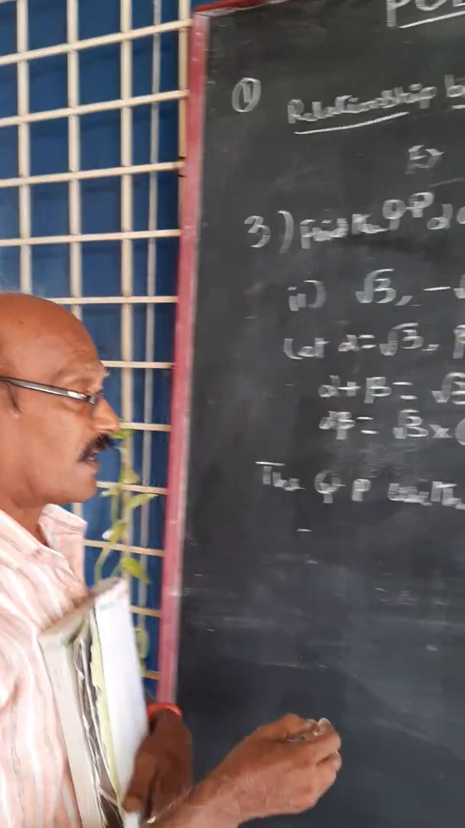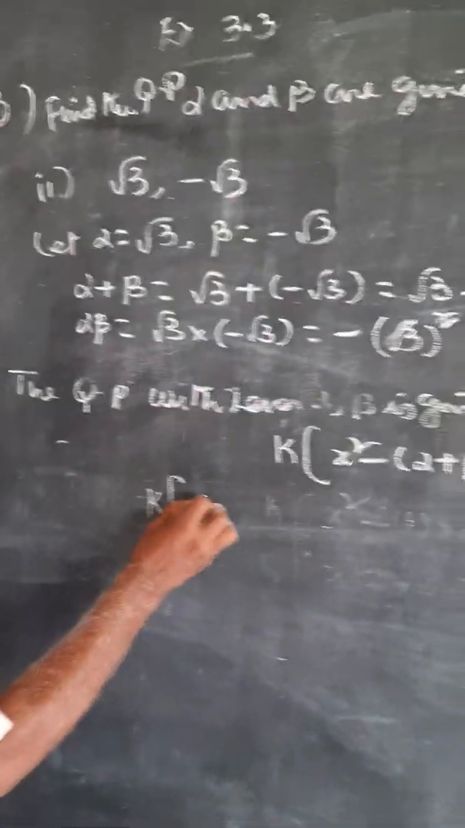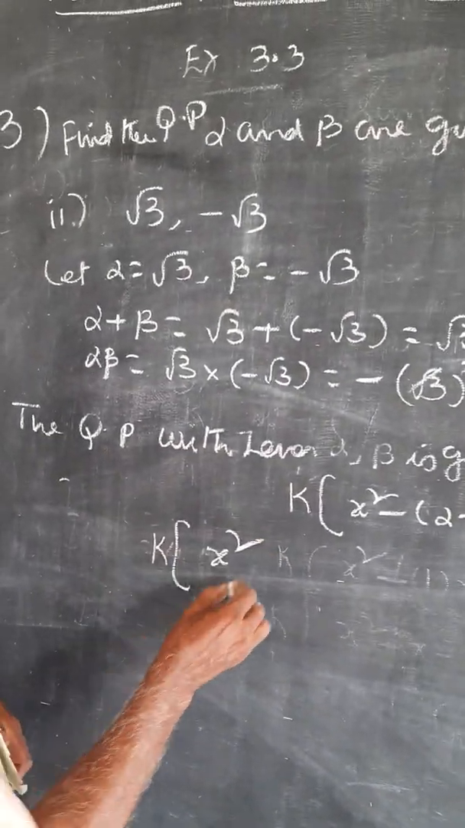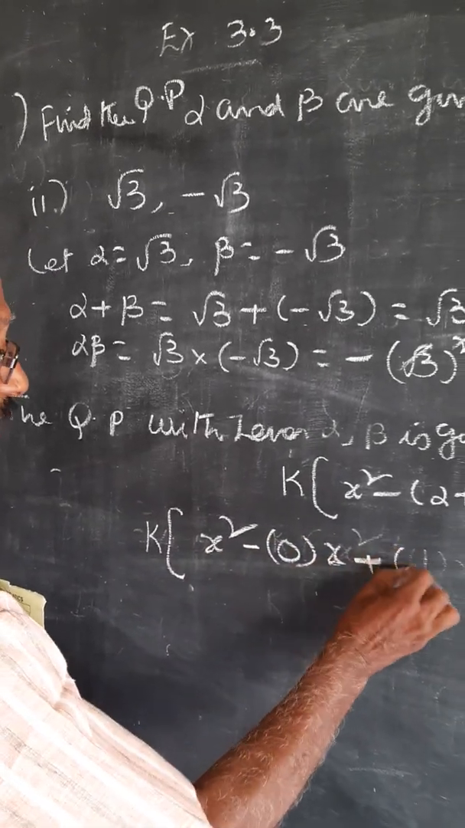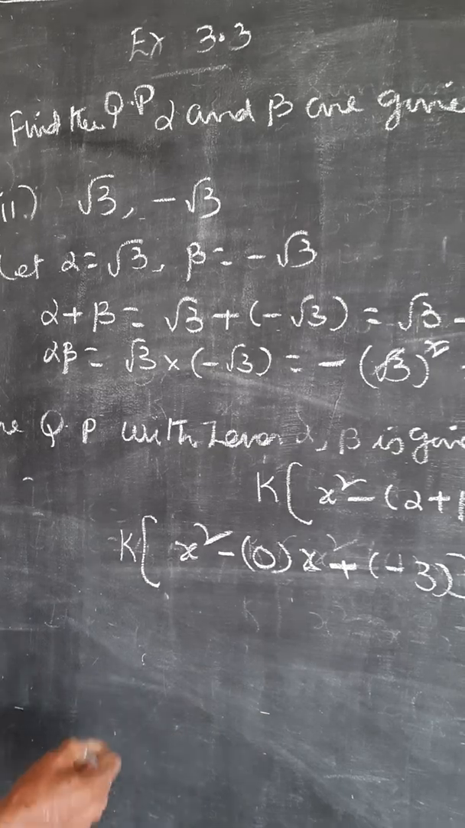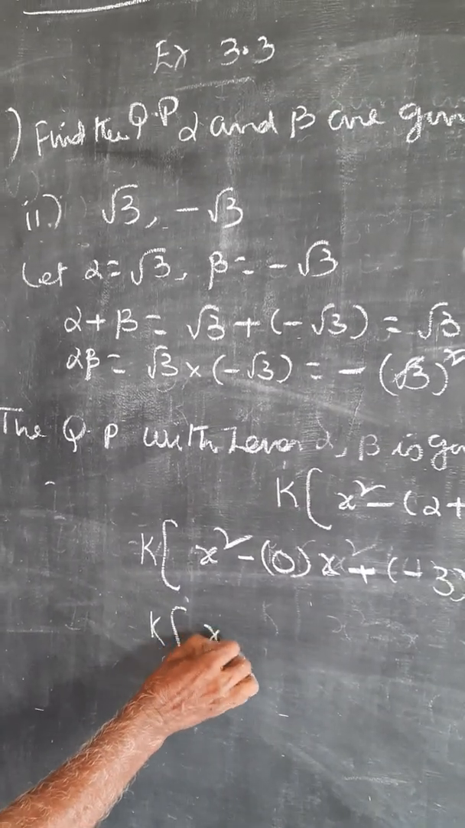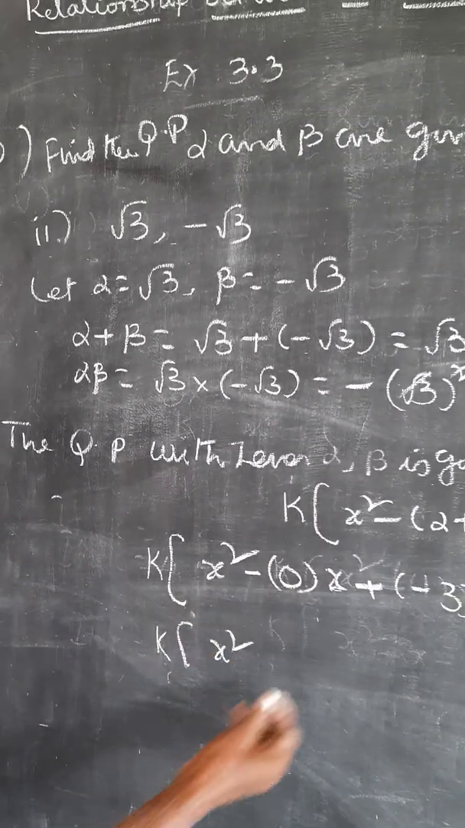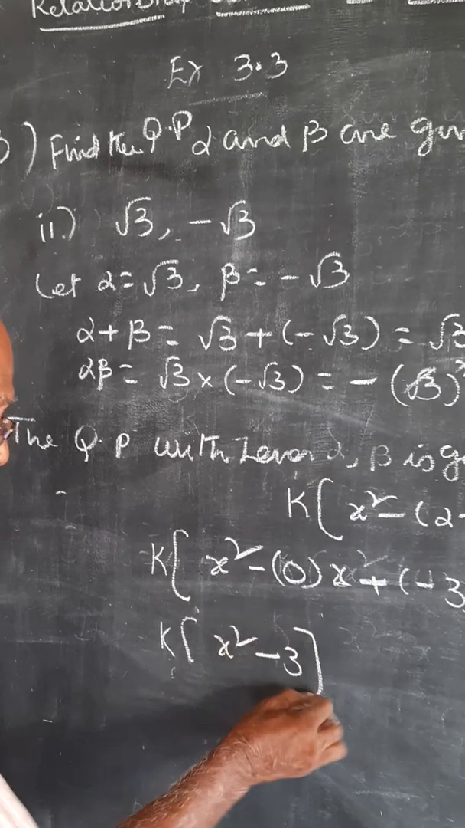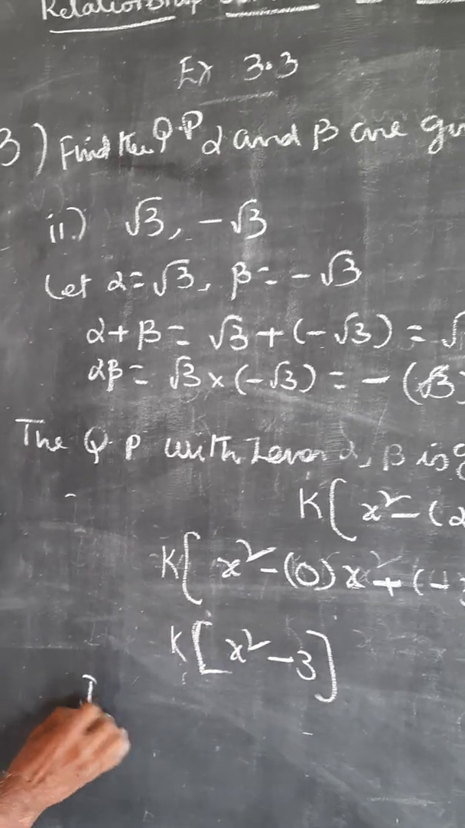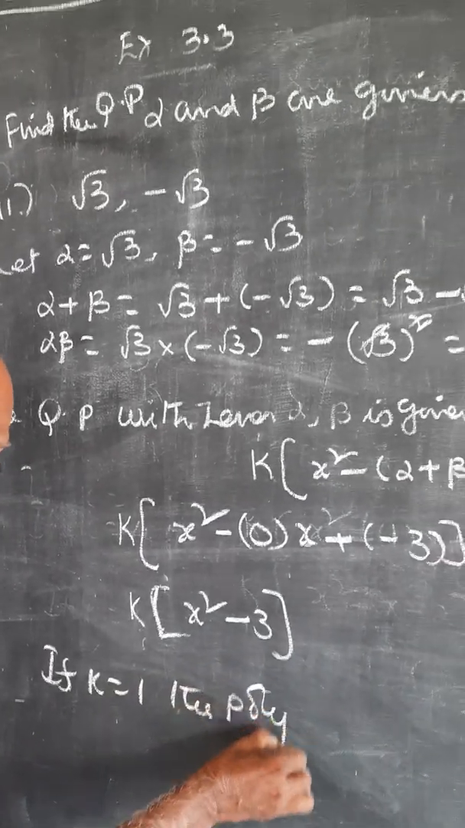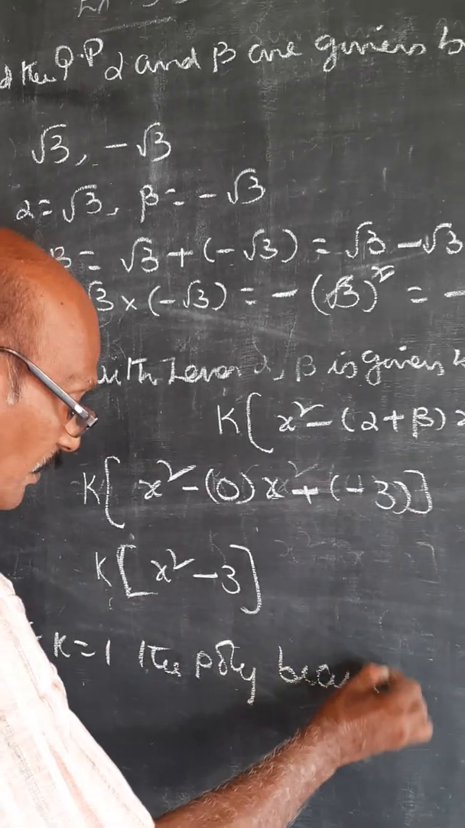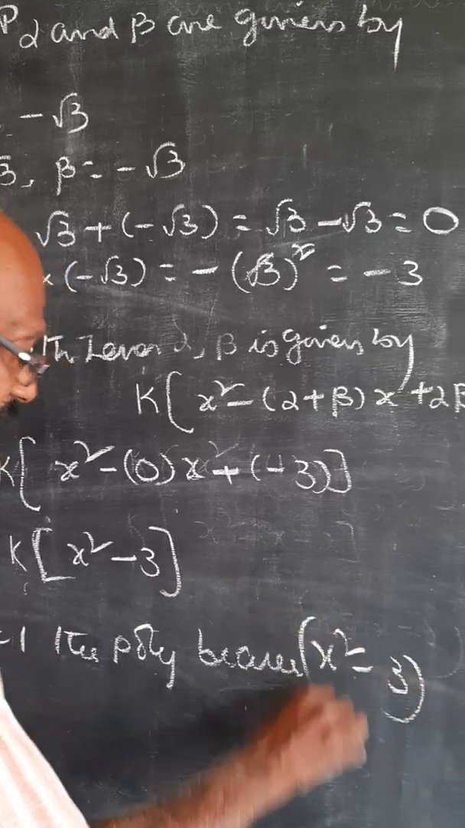Substitute the values in the formula. The quadratic polynomial k into x² minus (alpha plus beta, which is 0) into x plus alpha beta, minus 3. So k times x² minus 0 into x plus minus 3. So if k is equal to 1, the polynomial becomes x² minus 3.